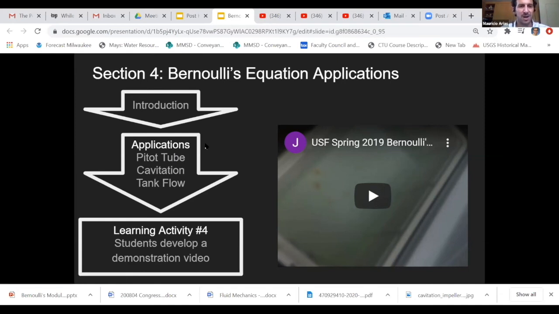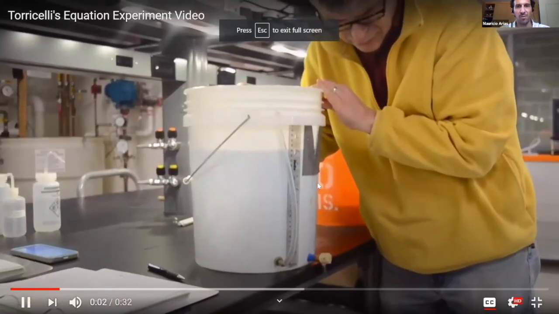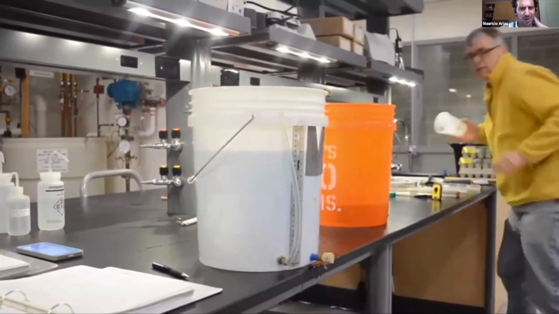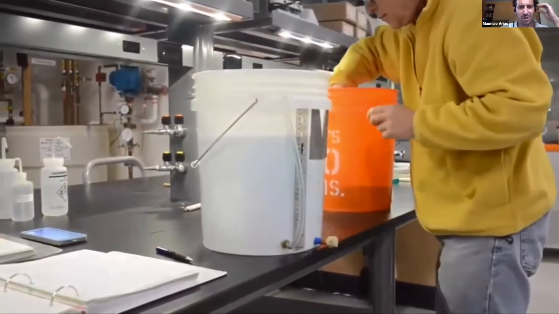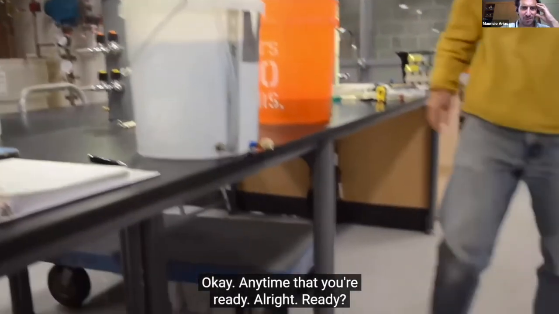One is pitot tubes, like the ones used to measure altitude in planes. We also study cavitation, which is very important for civil engineering and mechanical engineering applications. And we also look at flow from tanks or reservoirs. It's also very important. Here is one demonstration that Willie carried out in the lab, I guess right before we started doing the module, so that worked out very nicely. Yeah, here's the demonstration of the flow from the tank.